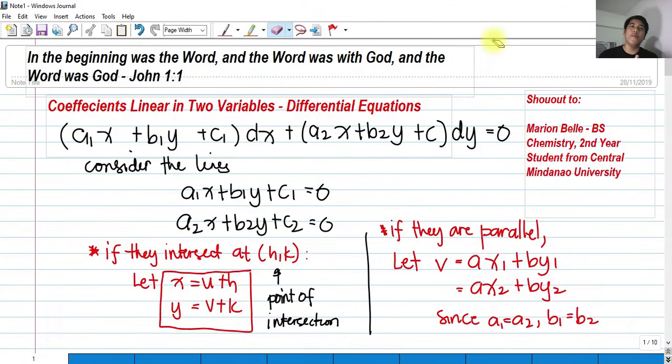Hi, so for today we're going to talk about coefficients linear in two variables. This is still a part of the differential equation video.